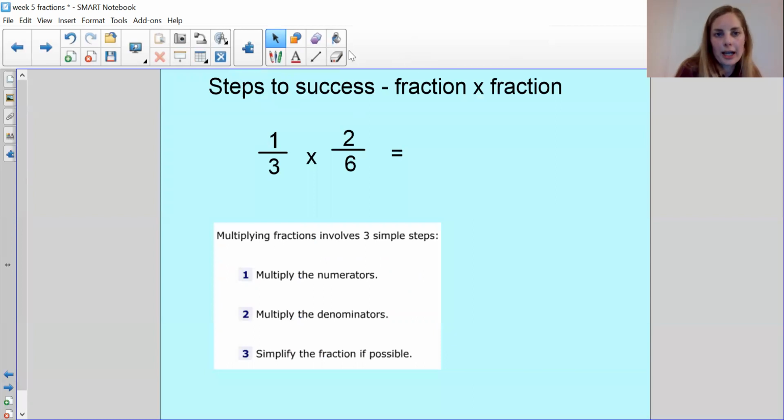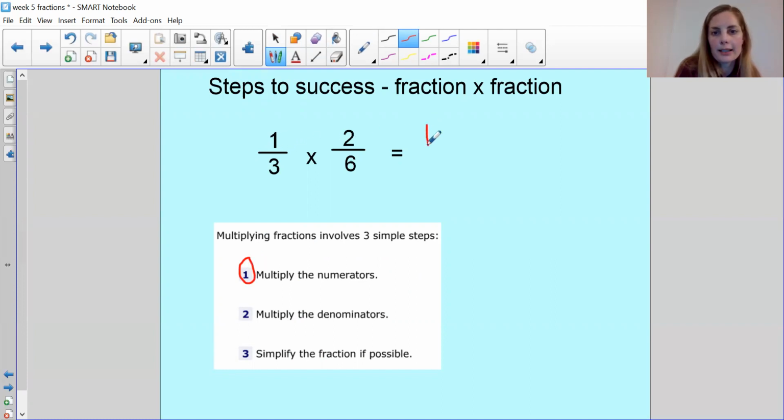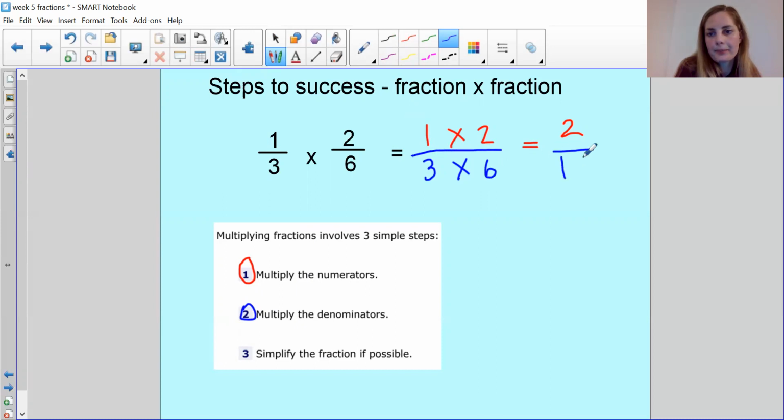Right, so let's look at our steps to success. First of all, I'm going to multiply the numerators. So this is step 1, 1 times 2, and I'm going to write it out fully here for you. 1 times 2 equal to 2. And then I multiply the denominators. Let's circle that. And I'm going to say 3 times 6, which is 18.